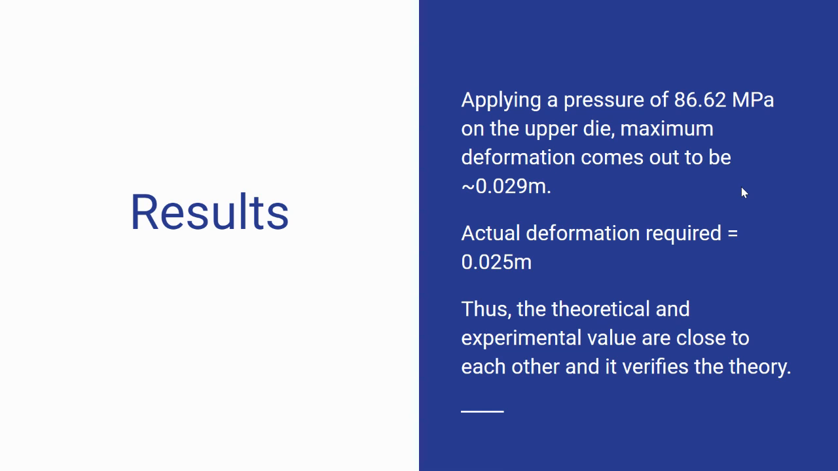Then the results: on applying a pressure of 86.62 megapascal on the upper die, the maximum deformation comes out to be 0.029 meter. The actual deformation required is 0.025 meter. Thus the theoretical and experimental values are close to each other, and it verifies the theory. We will show it in the project.